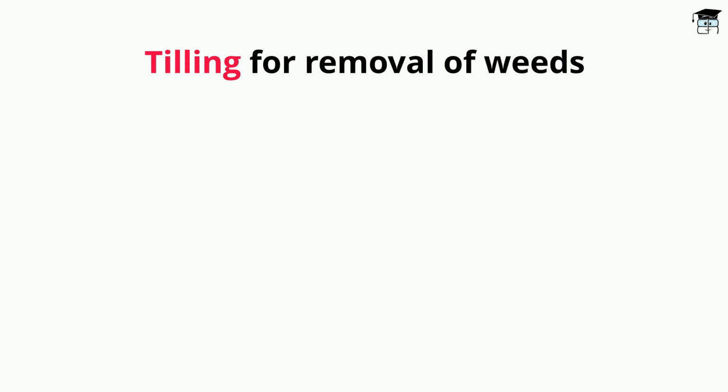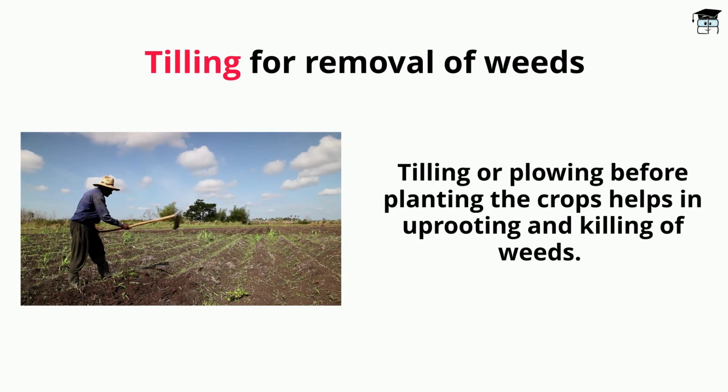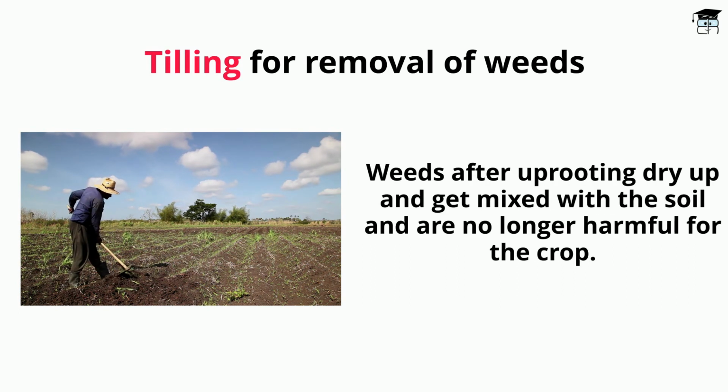Tilling for removal of weeds. Tilling or plowing before planting the crops helps in uprooting and killing of weeds. Weeds after uprooting dry up and get mixed with the soil and are no longer harmful for the crop.